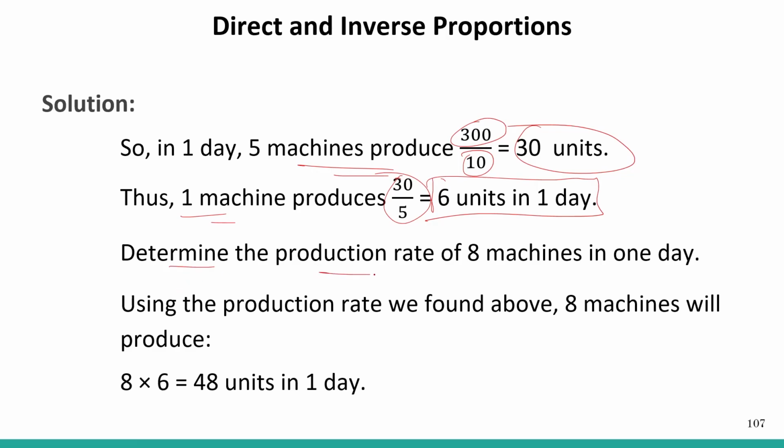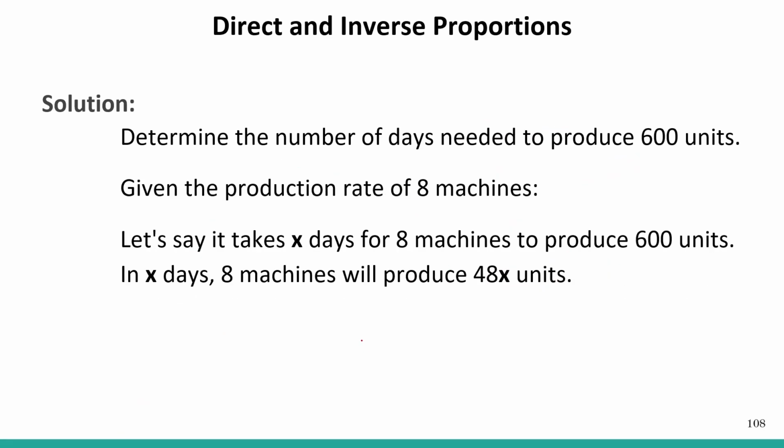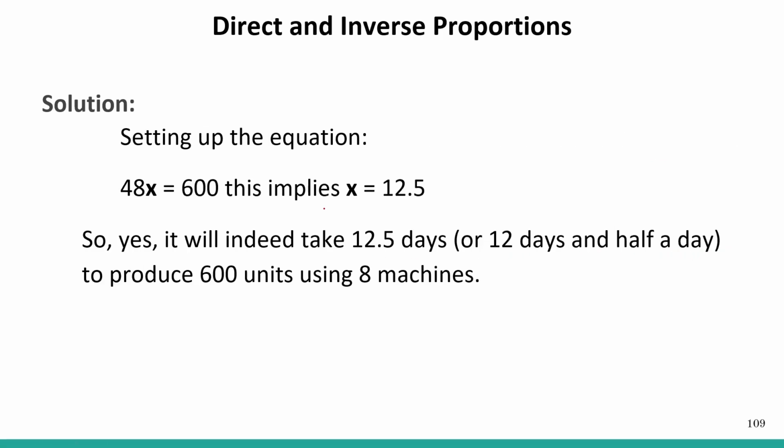Determining the production rate of 8 machines in 1 day using the production rate we found above. So 8 machines will be producing how much? 8 into 6, that is equal to 48 units in 1 day, right? So determine the number of days needed to produce 600 units given the production rate of 8 machines. It will take X days for 8 machines to produce 600 units. So it will be something like 12.5.